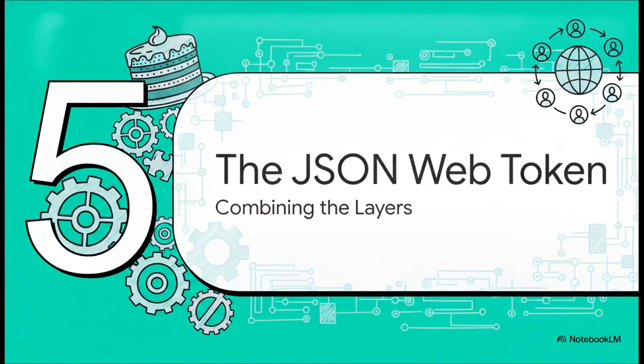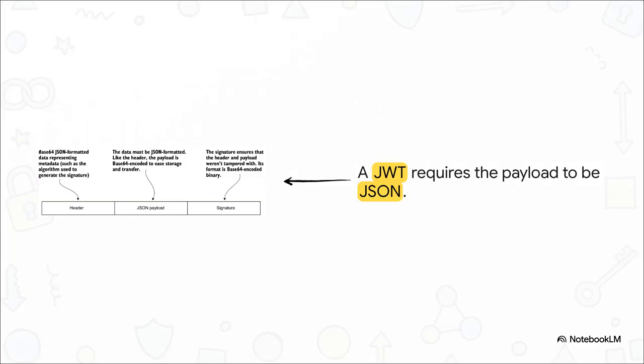Section 5. The JSON Web Token, combining the layers. We have finally reached the frosting on our layer cake. This is where we combine all these previous layers into JWT, the ubiquitous standard used by massive single sign-on protocols like OpenID Connect. Now, it's super common to confuse JWT with JWS or JWE, but the relationship is actually quite simple when you break it down.